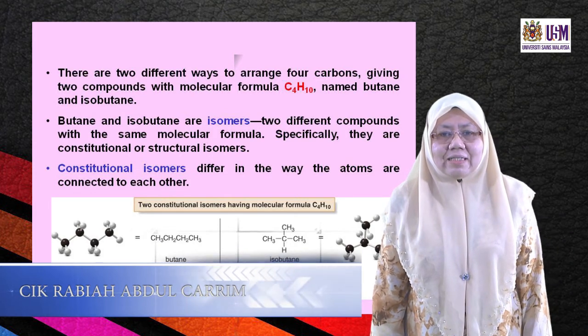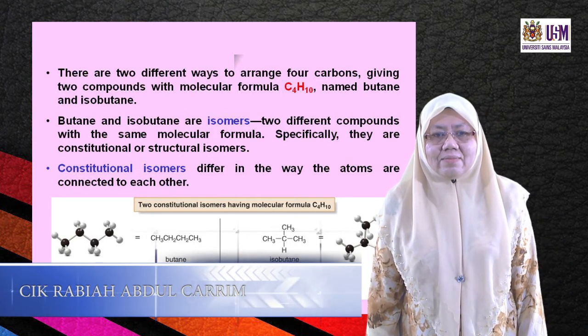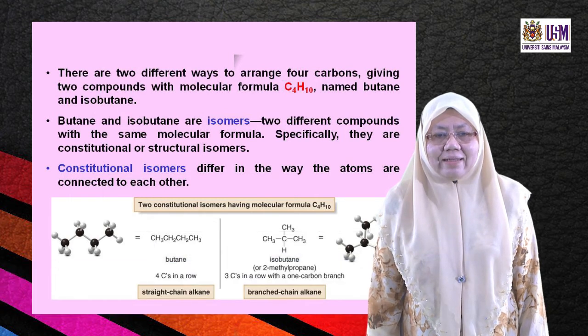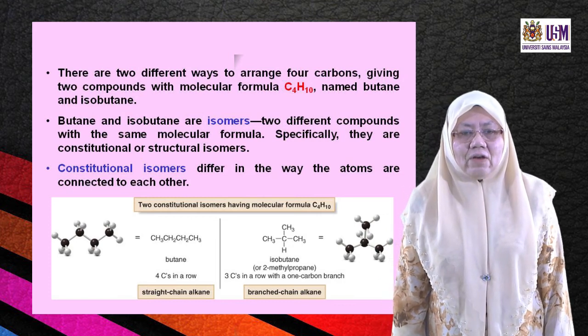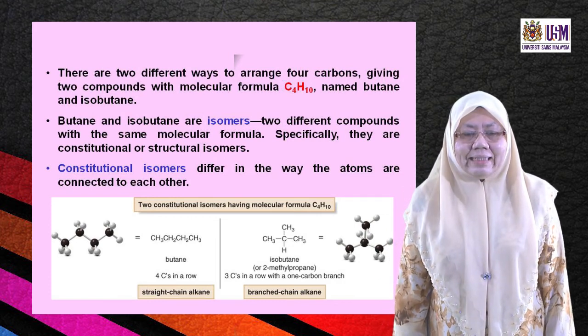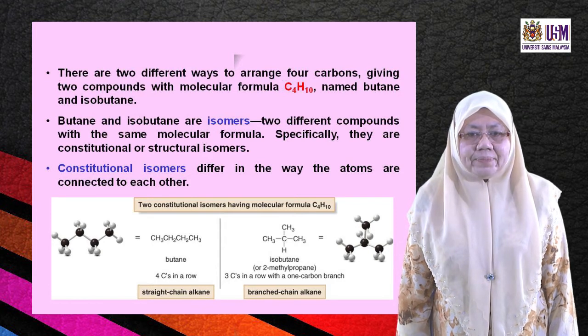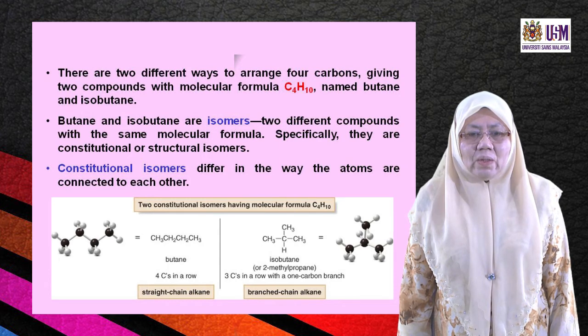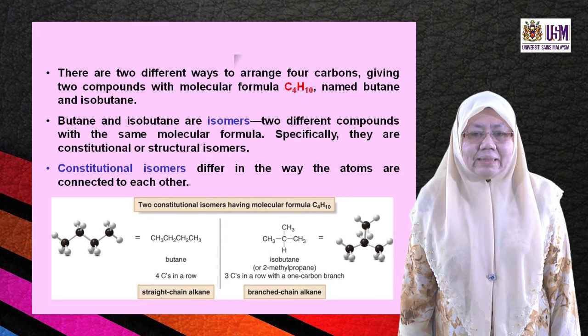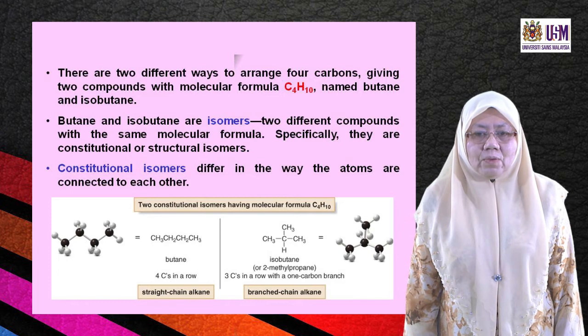Constitutional isomers differ in the way the atoms are connected to each other. We can see the arrangement on the left, butane: we have four carbons in a row. This is a straight chain. On the right, we can see the isobutane structure. We have three carbons in a row with one carbon branched. Isobutane is the common name. The IUPAC name for this compound is 2-methylpropane.